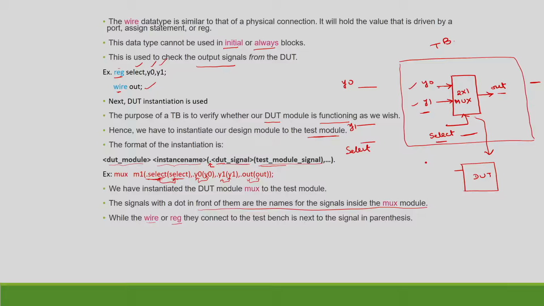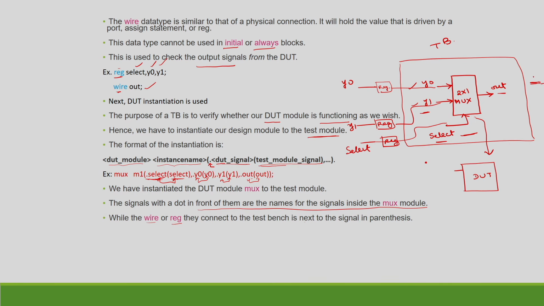So, now how to make this connection between these? By using this register connection. If I declare this as a register, this will connect to this. If I define this as a register, this will connect to Y1, and this will connect to select.